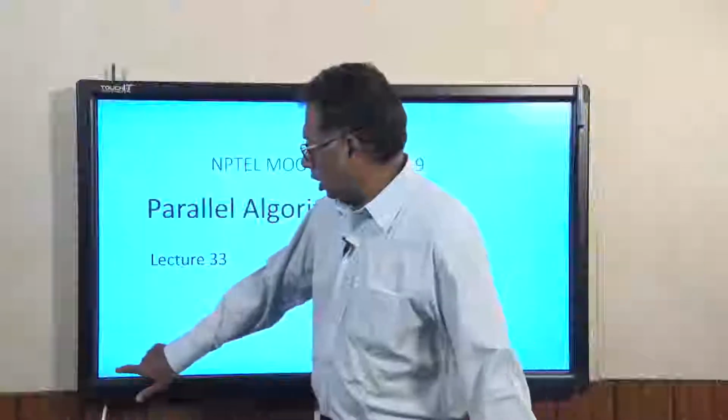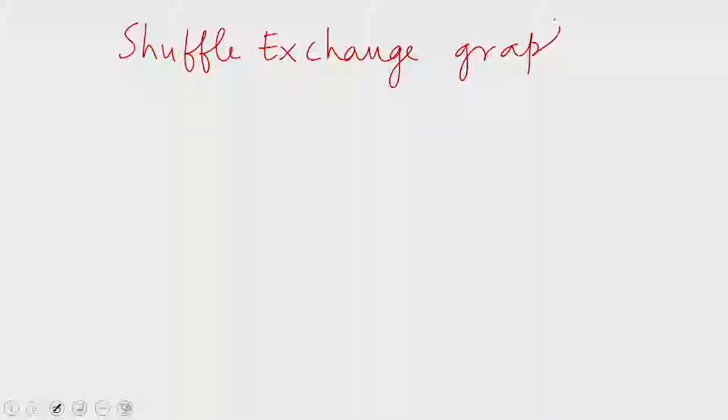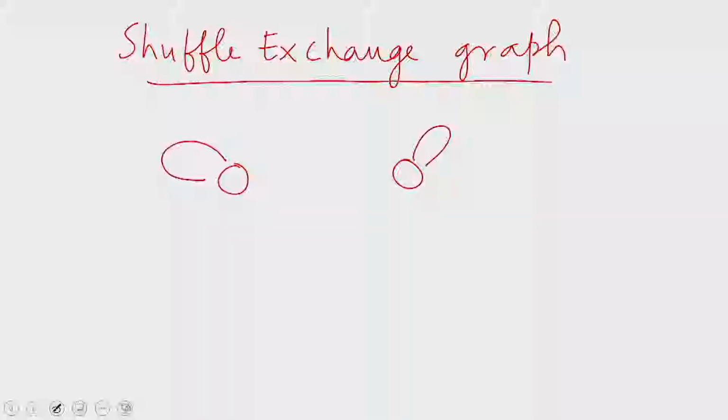A shuffle exchange graph has two kinds of edges. There are shuffle edges and exchange edges. We saw a three-dimensional shuffle exchange graph in the previous class. Today, let us see first a shuffle exchange graph of dimension 1. A shuffle exchange graph of dimension 1 has two nodes named 0 and 1.